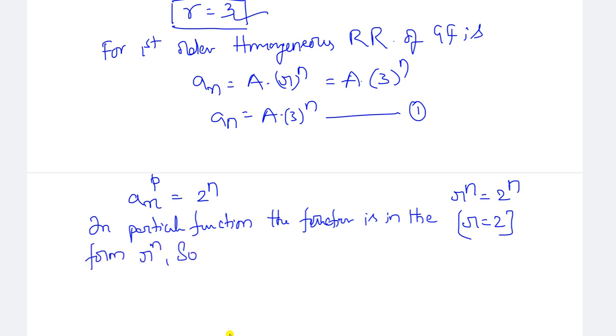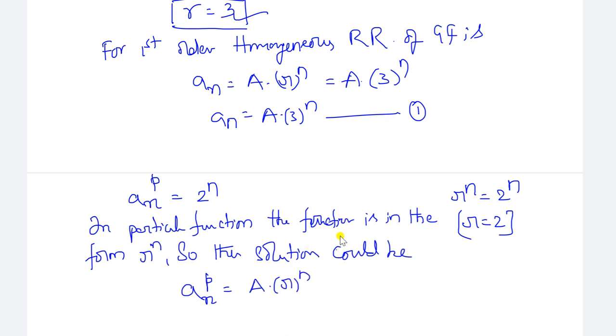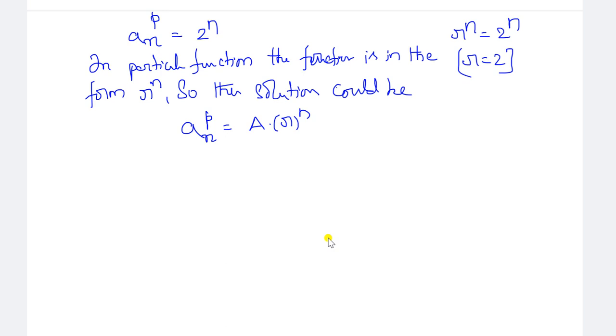So the solution could be an to the power of p equal to a into r to the power of n, the same solution as for the first order. So an to the power of p, with r value 2, is simply a into 2 to the power of n. This is our second equation. Now combine these two equations.